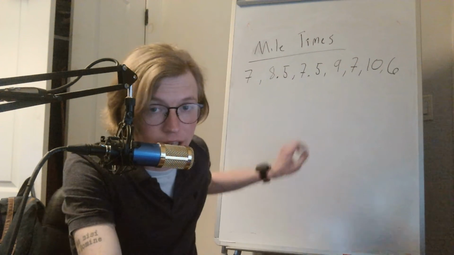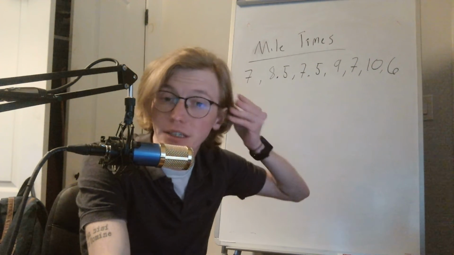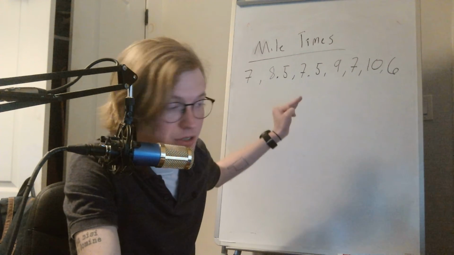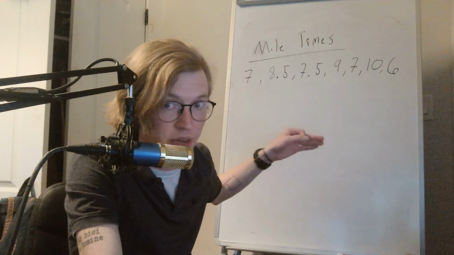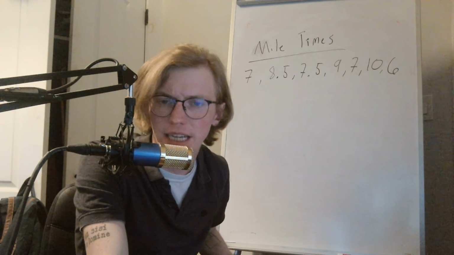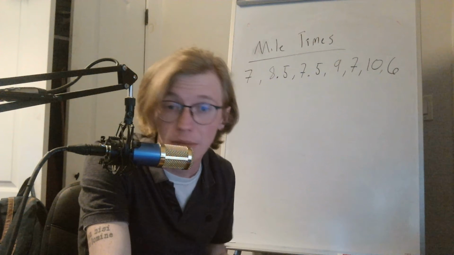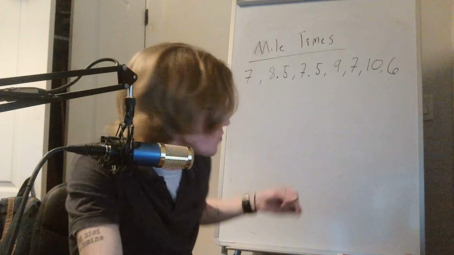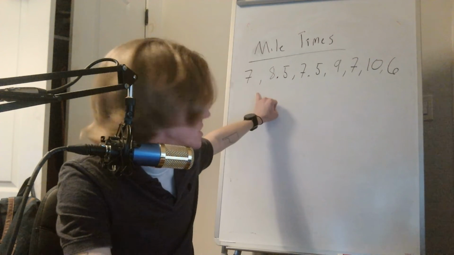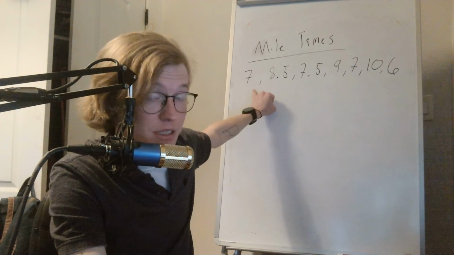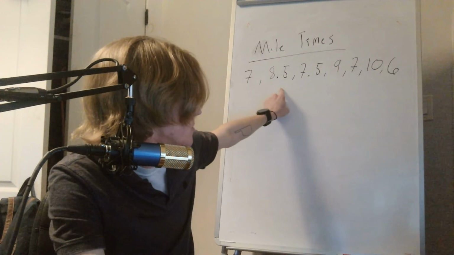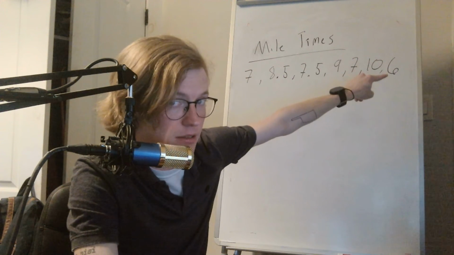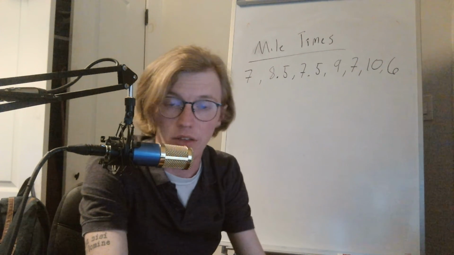So what I have right here is sample data. Basically, I made up some numbers, but suppose that these numbers here tell us about mile times. Let's say there's a race. There was a track meet, and they ran the mile. And I'm a runner, so I think about these kinds of things. So we have information that there was a 7-minute mile, an 8.5-minute mile, 7.5 minutes, 9 minutes, 7 minutes, 10 minutes, and 6 minutes. So that's our data right there.